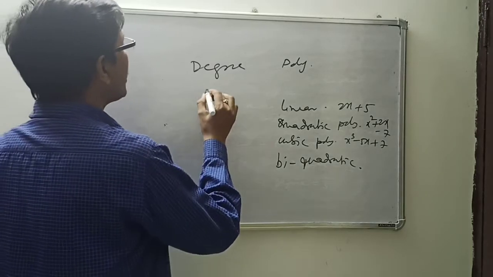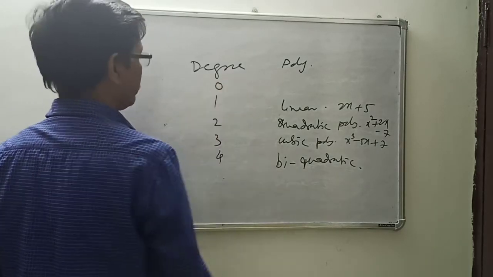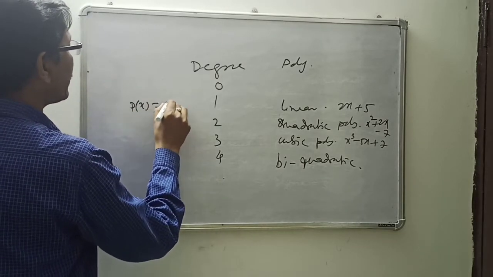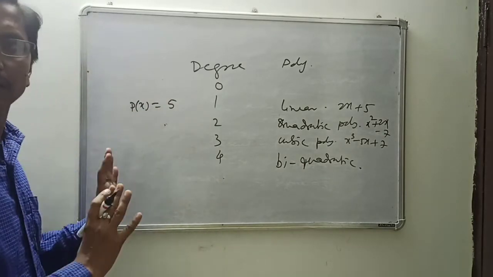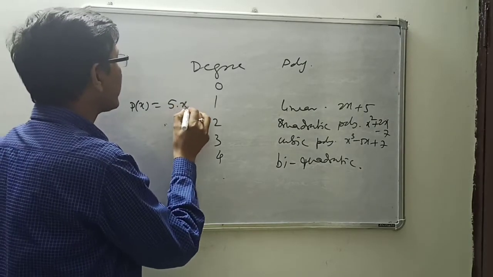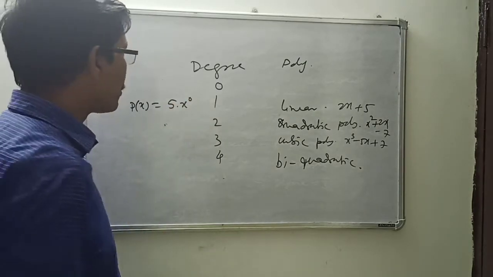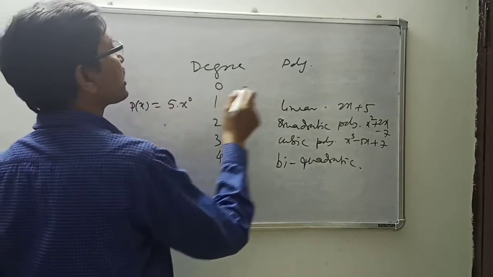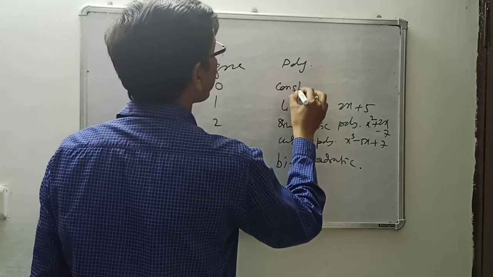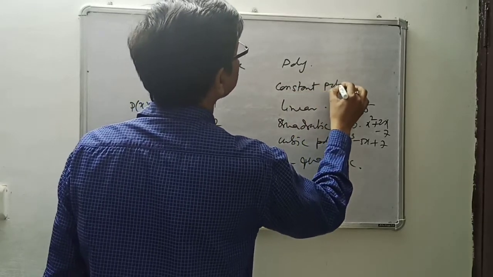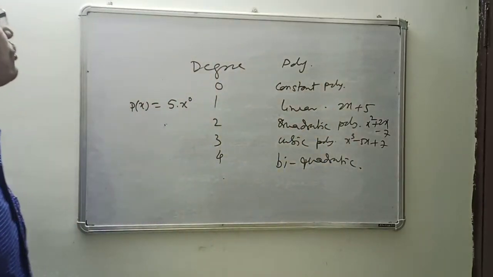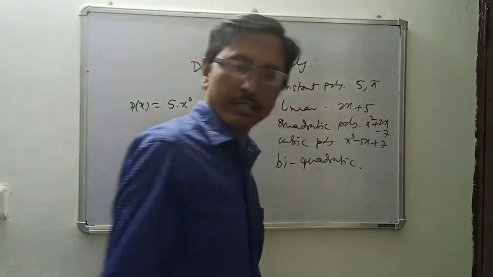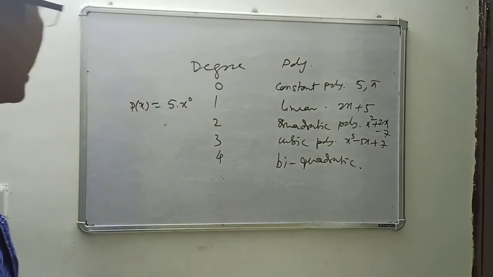Even the degree of a polynomial can be 0. For example, suppose p(x) is 5. We can say that is 5 times x to the power 0. So the degree is 0, and 5 is a constant. That is called a constant polynomial. In this way we have these types of polynomials.